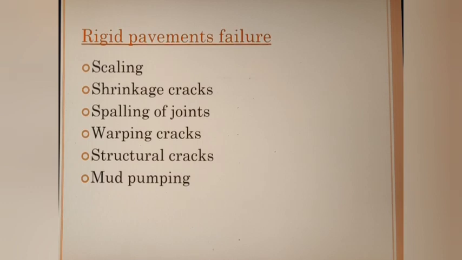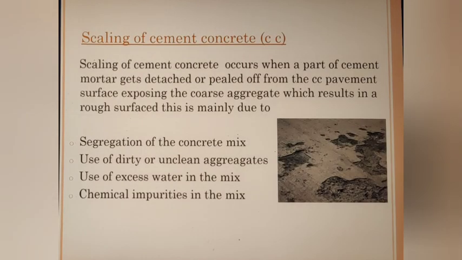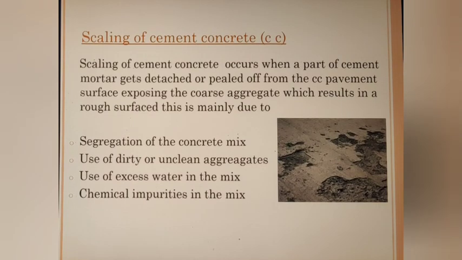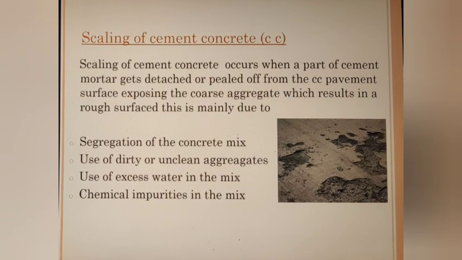So now we will see in detail the various types of failure in rigid pavement. So first one is scaling. So scaling means the cement mortar peels off from the cement concrete pavement. This results in a rough surface due to the exposure of the coarse aggregate.